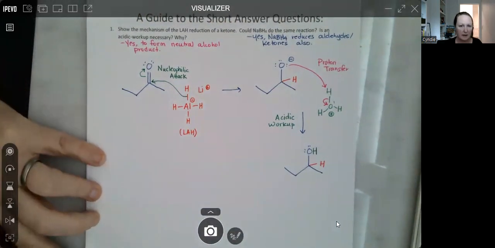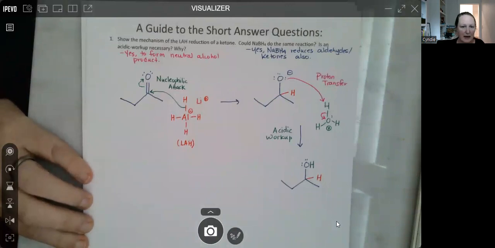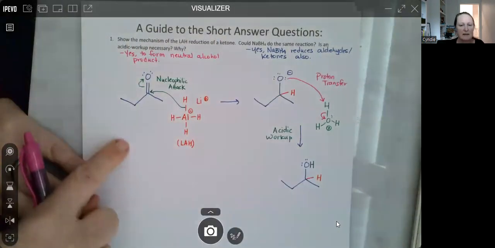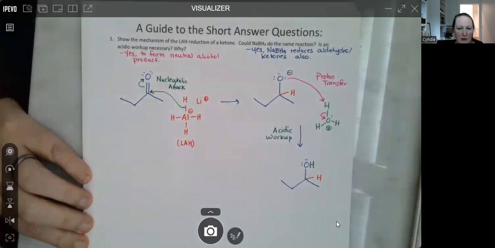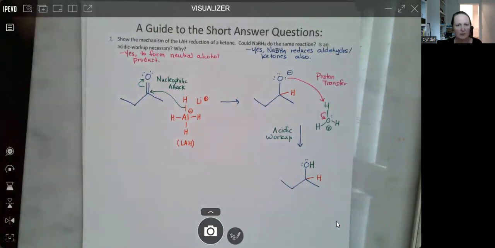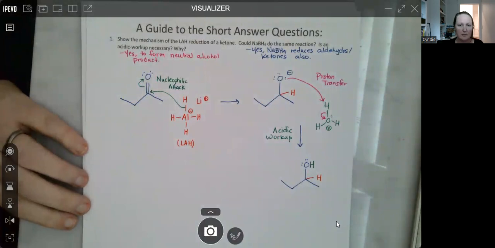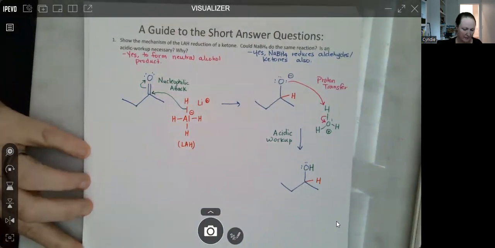Okay. So really, really important. You have to be able to draw out these mechanisms. I did this color coded. You wouldn't have to on an exam, just to try to show you what's happening in a way that's easier to remember, because colors help us remember things.